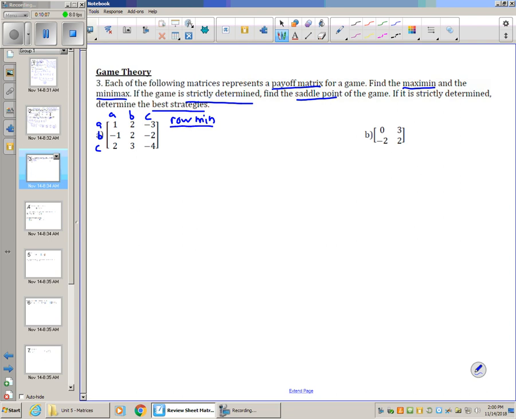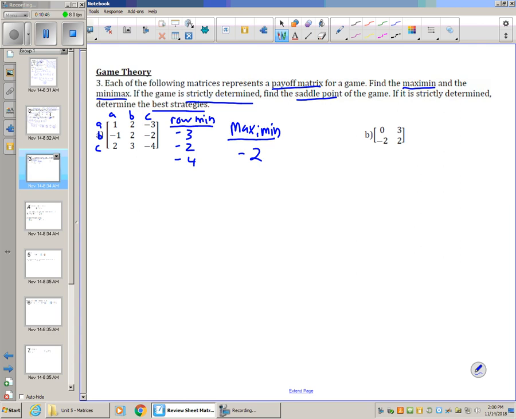Again, those are your worst case scenarios for each strategy. So in this case, that would be -3 for row 1 or row A, -2 for the second row, and -4 for the third row. Now what you want to do is find the maximum of your minimum values, the maximum of those three numbers, which in this case is -2. So the worst case scenario for playing strategy B is -2. That would be the strategy that you would lose the least amount of money.